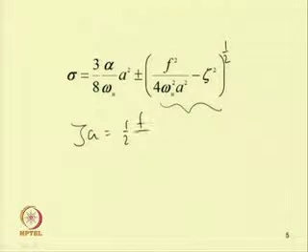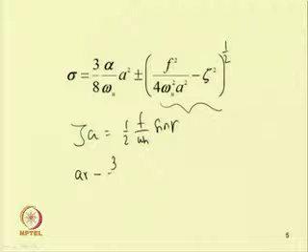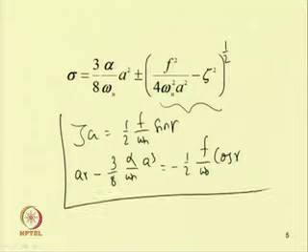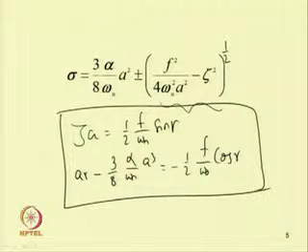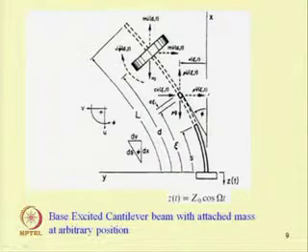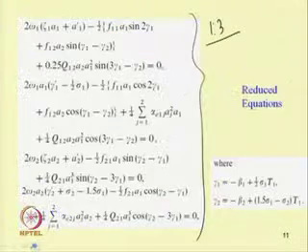zeta a equal to half f by omega n sin gamma, and a gamma minus 3 by 8 alpha by omega n a cube equal to minus half f by omega 0 cos gamma. These equations are written for the steady state. So, one has 2 equations, and one can solve these 2 equations in case of the Duffing equation, but in the present case one has a set of 4 equations.